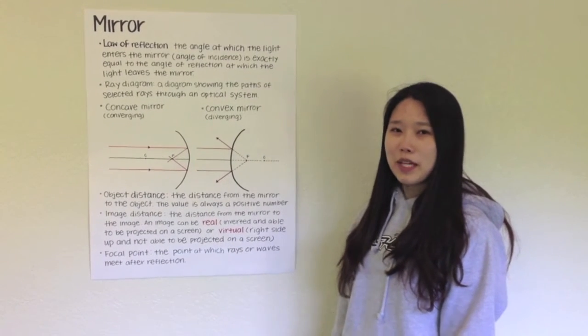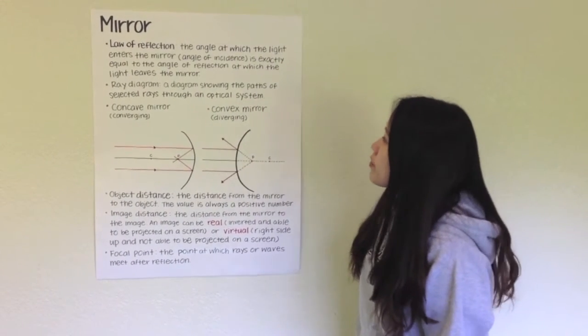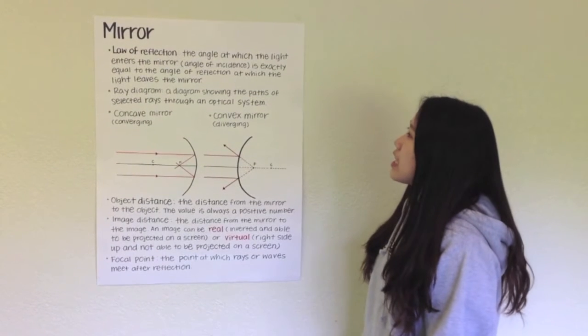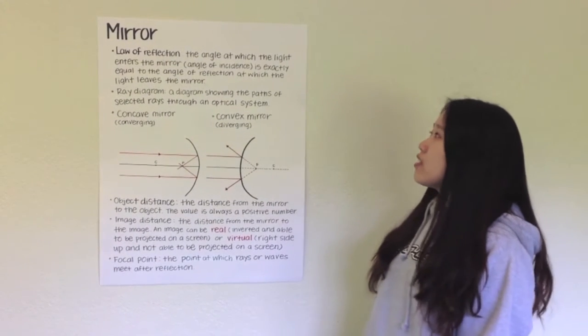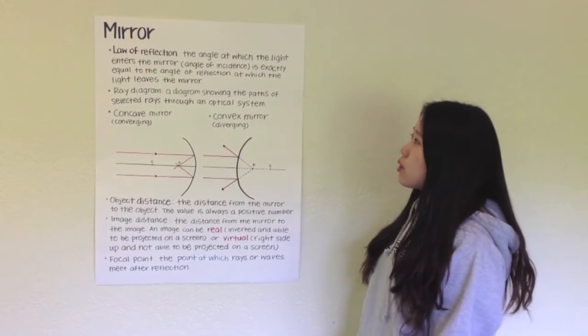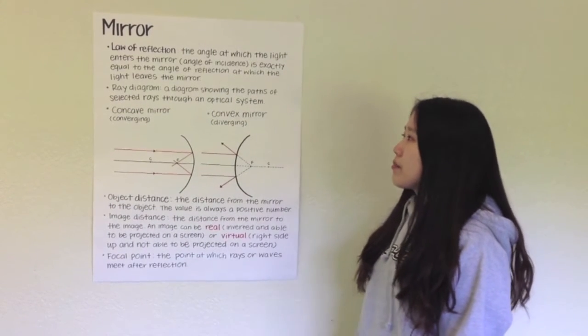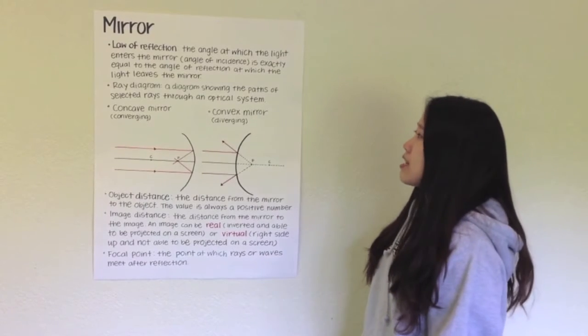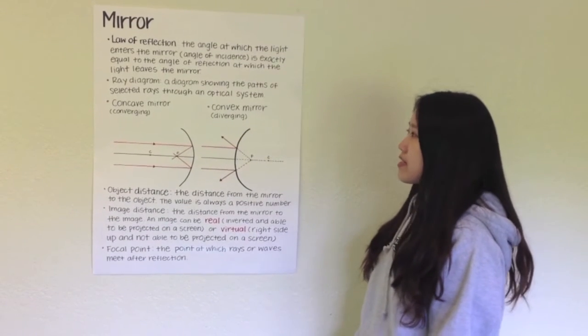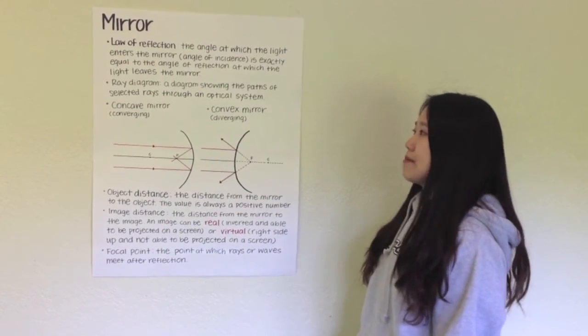To you guys about the mirror. First, the law of reflection is that the angle at which the light enters the mirror, which is the angle of incidence, is exactly equal to the angle of reflection at which the light leaves the mirror. A ray diagram is a diagram showing the path of selected rays through an optical system.